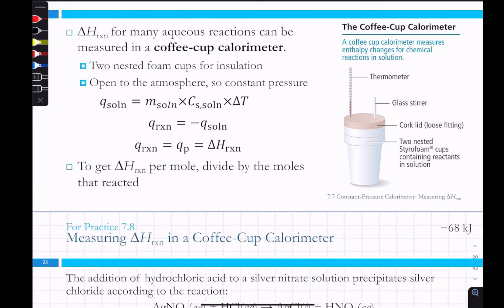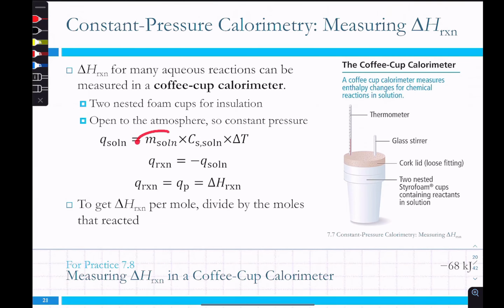I guess it's slightly different. The same concept applies, though, that in your solution, when you mix the 2 things together, you're going to have some solution. You'll have the mass of the solution, the specific heat capacity of the solution, and then the change in temperature. Because we're measuring the change in temperature of that solution, we know this and we know this. That tells you how much energy was added to the solution. And all of that energy, or more specifically heat energy, all of that came from the reaction.